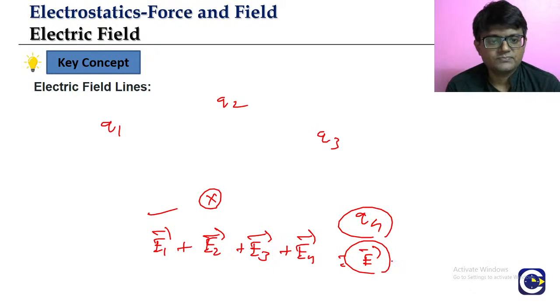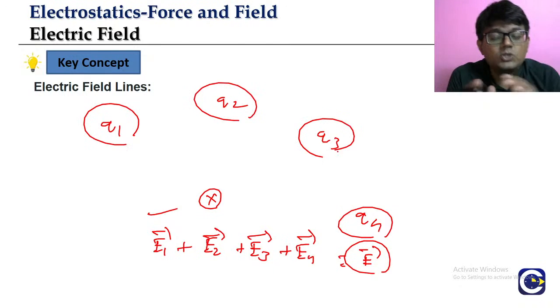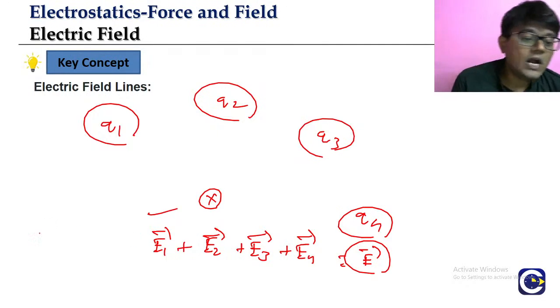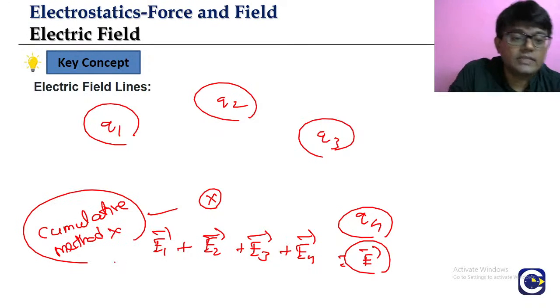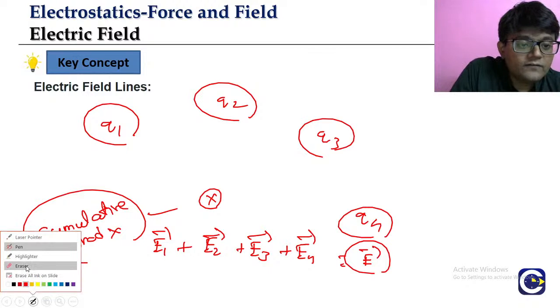But if we are not sure where Q1, Q2, Q3 are and how the arrangement of the charges is, then we will not be able to use this cumulative method. We will not be able to use the cumulative method to find out what the electric field really is.